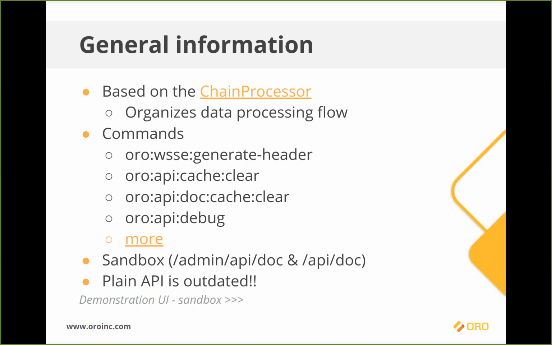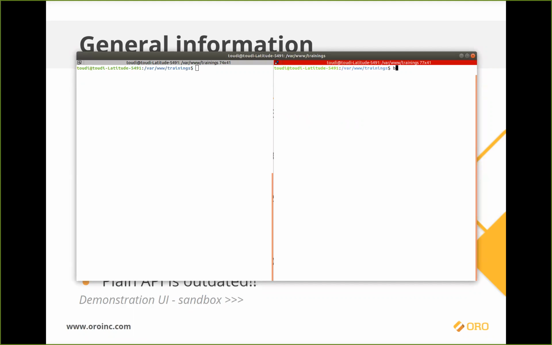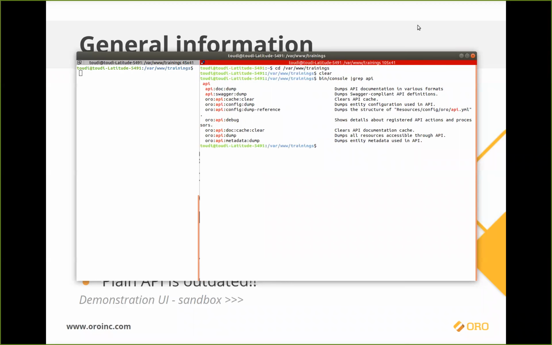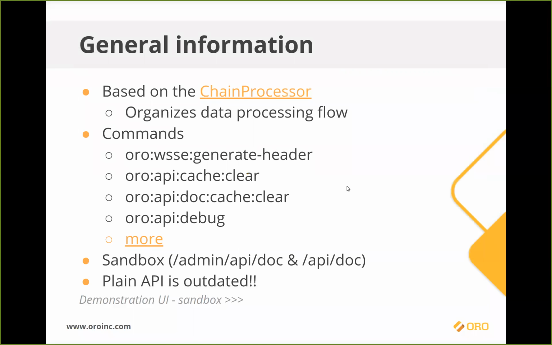So there are a few commands. As always, a recommended way would be to go to the console and just type bin/console and grep by API, for example. And you will see some commands for the API with the explanation of what this is for. As you can see, the first one here is to generate WSSE header. We are not going to demonstrate this as this is not the recommended way anymore. Right now, we're going to go with the OAuth in most cases, and I will demonstrate this one.